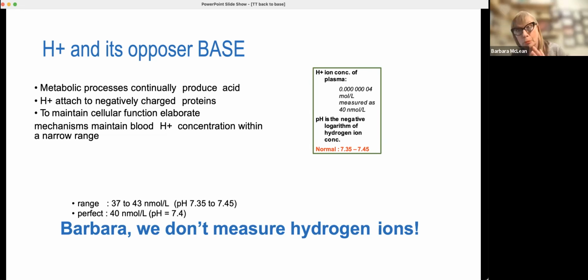And more specifically, I should be clear, metabolic acid excess. Base deficit always equals metabolic acid excess. So we don't measure hydrogen. We do look at pH, but we need to have a clear view on what it means to look at a base deficit. Now, some labs don't use base deficit.